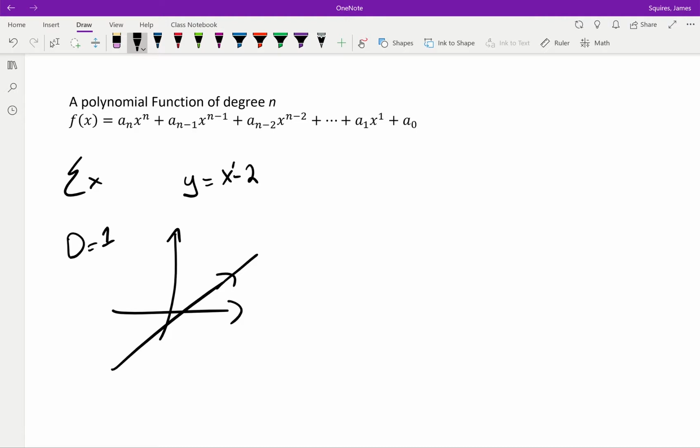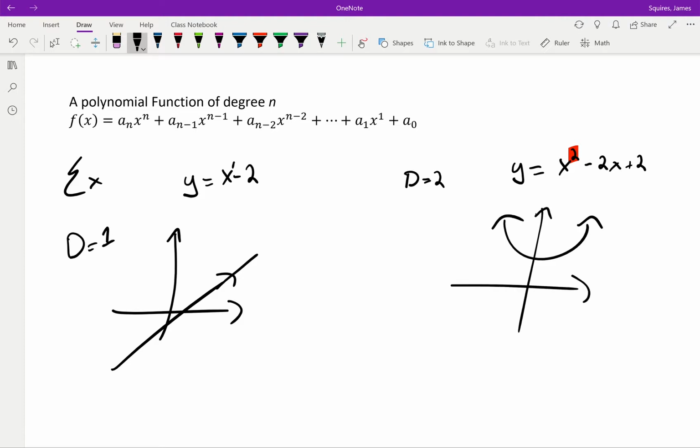Alright. Let's do another example. Let's do an example where the degree is 2. So now we just need our largest exponent term to be 2. So we have y equals x squared minus 2x plus 2. And that is a polynomial of degree 2, because the largest exponent on our x terms is 2. And if we were to graph that, it would look something like that.